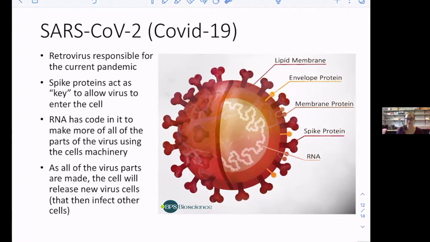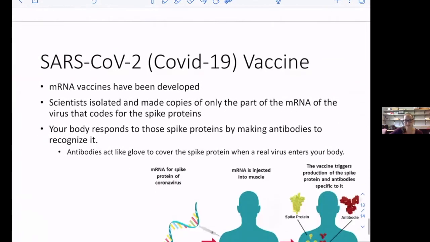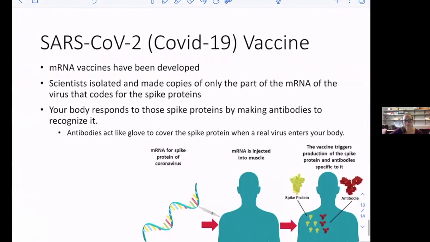As the virus parts are made, the virus will release new virus particles and infect other cells, again, exponentially growing. So it's very similar and typical to those life cycles that we talked about earlier in this section. There is also, on slide 14, the last slide, an actual video linked there showing how this works. If you guys are interested in watching that video, it's pretty short, just a couple minutes long.